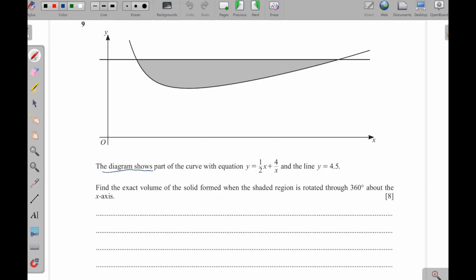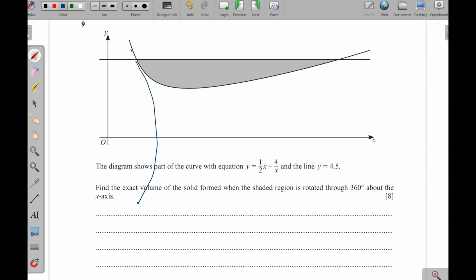Question 9. The diagram shows part of the curve with this equation here and the line y is equal to 4.5. Find the exact volume of the solid formed when the shaded region is rotated through 360 degrees about the x-axis. Now, when I rotate this one about the x-axis, we are going to have something repeating itself maybe like this. We are going to have a mirror of this one here, okay? You will have a mirror of this one, so it comes like this, in the x like that.